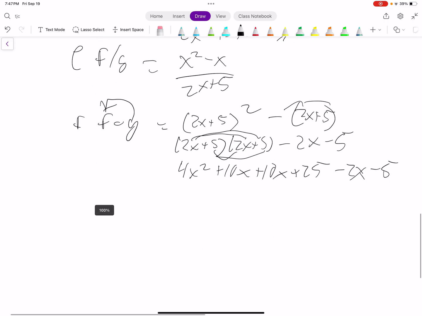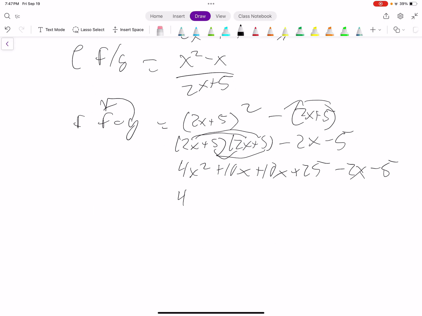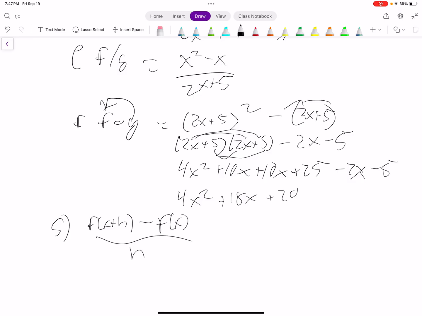And when we do that, we get 4x squared plus 18x plus 20. Okay. Next problem. The next problem is the derivative. So they want f of x plus h minus f of x all over h. Okay. So the hard part is f of x plus h. So I do that first.